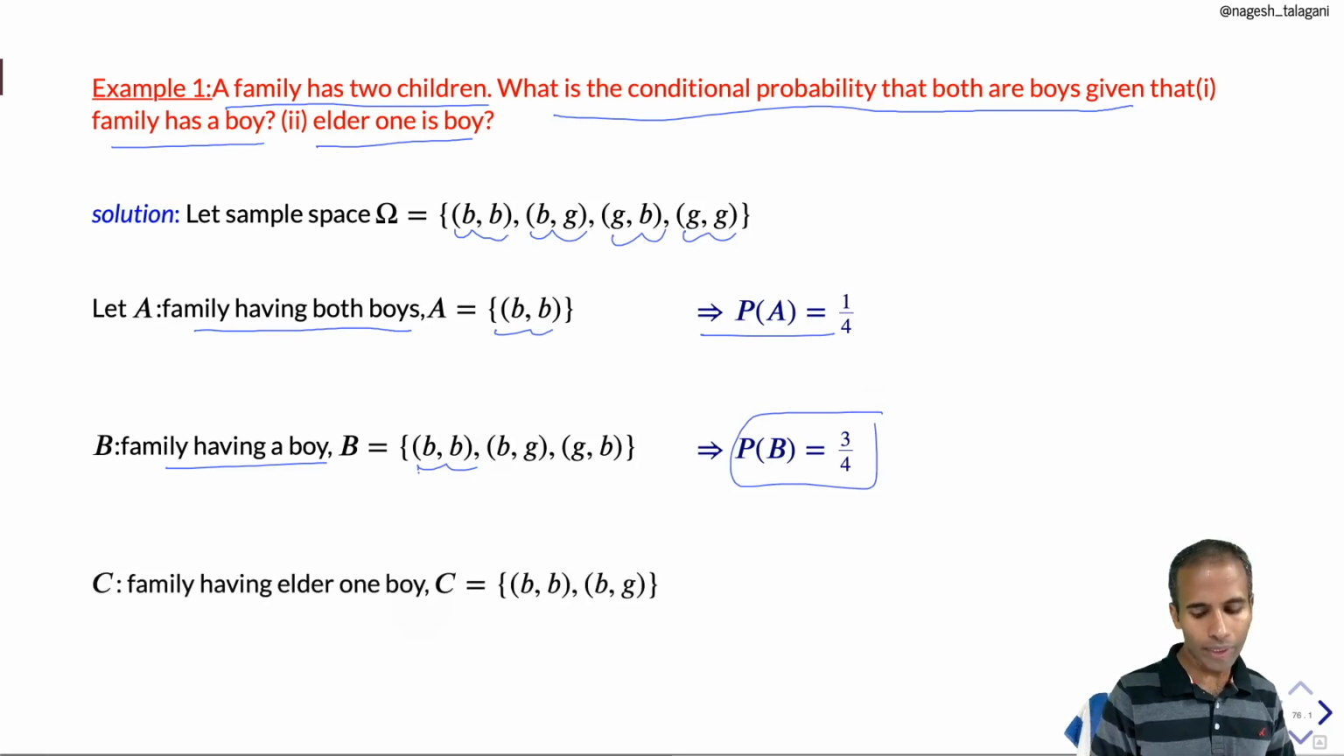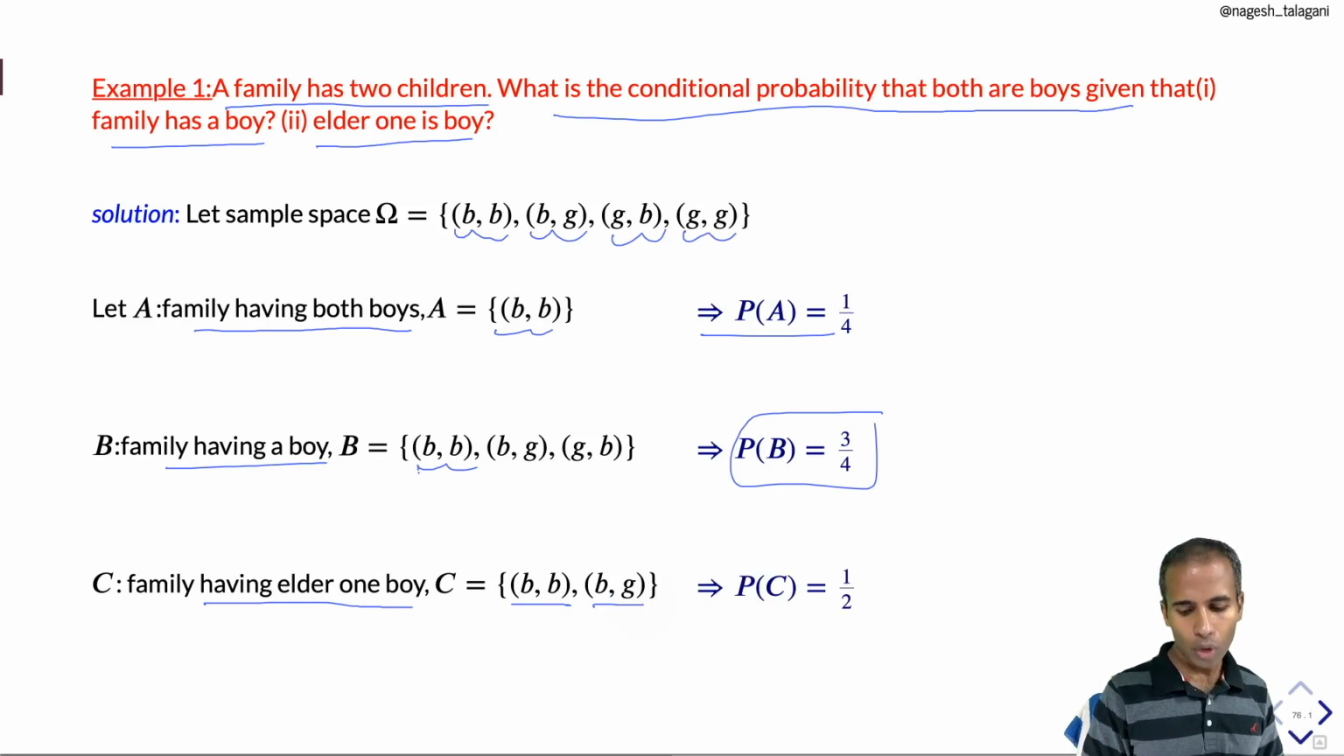Let C be the event that the family has the elder one a boy. So in C, there are two outcomes here. We want the elder one to be a boy, and the younger one can be either boy or girl. So we have two outcomes here, (B, B) and (B, G). Therefore, the probability of C is going to be 2 by 4, which is 1 by 2.